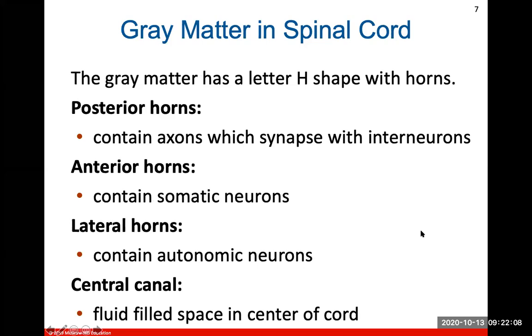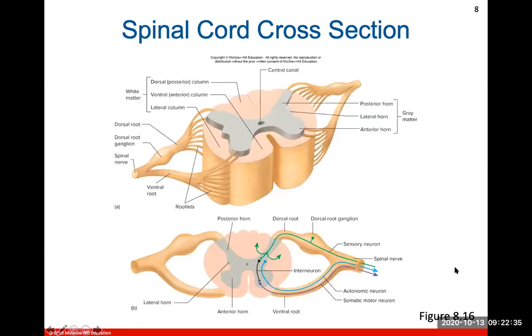The gray matter has the letter H shape with different horns, we call them. The posterior horns contain axons which synapse with interneurons. The anterior horns contain somatic neurons, meaning motor to voluntary responses. And the lateral horns contain autonomic neurons. The central canal is the fluid-filled space in the center of the spinal cord that will be filled with cerebrospinal fluid.